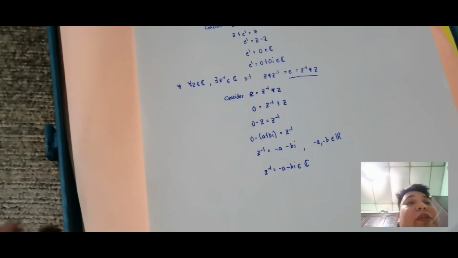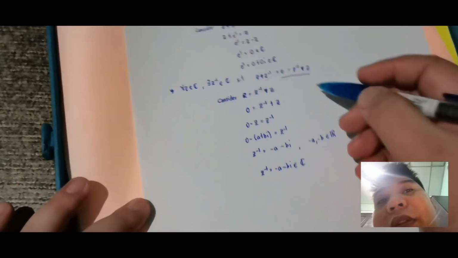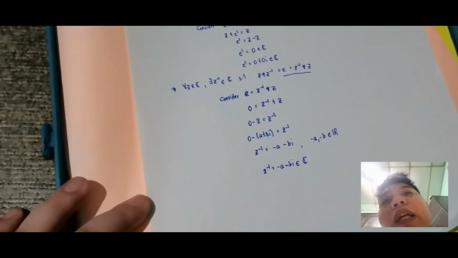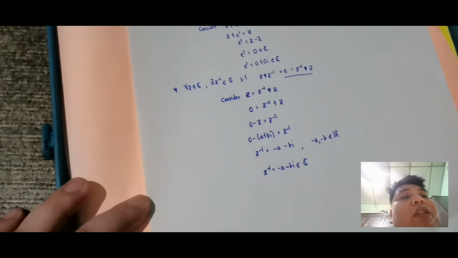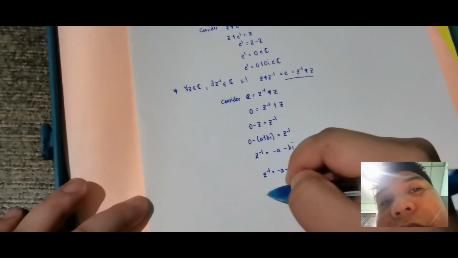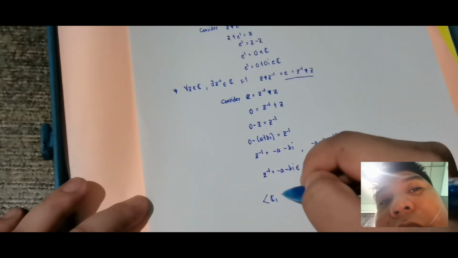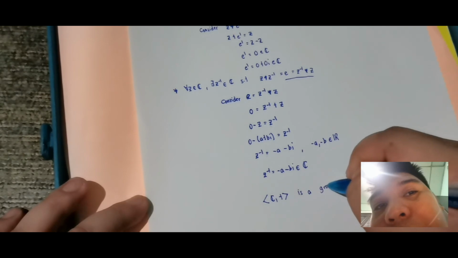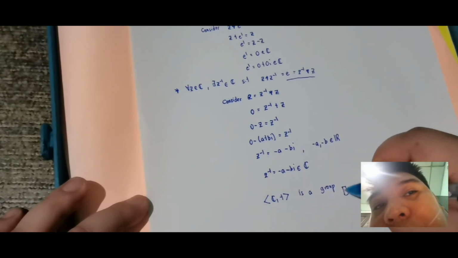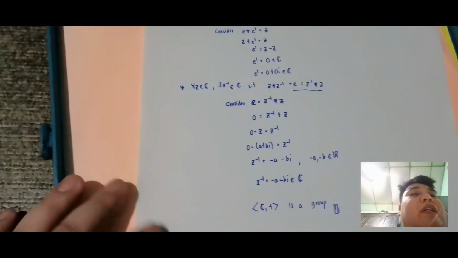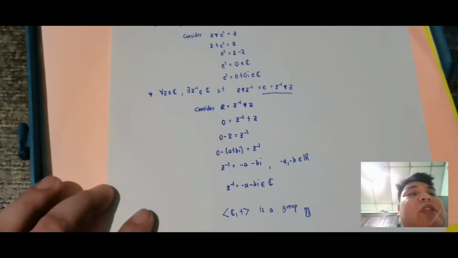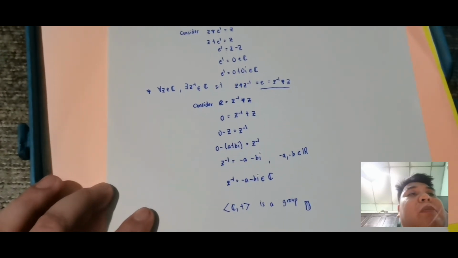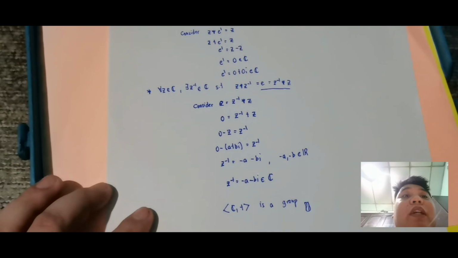Yun yung kanyang inverse. Okay, so therefore, meron siyang close siya, associative siya, nag-i-exist yung kanyang identity, nag-i-exist yung kanyang inverse. So therefore, yung z, comma plus is a group. Okay, so this is done. Okay, so that's all for this lesson. So proceed tayo sa lesson 2, hoping na pinapanood nyo para at least guided kayo sa mga nangyayari.